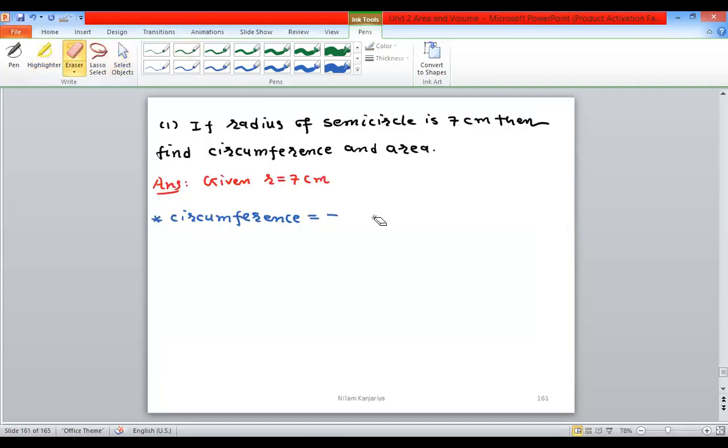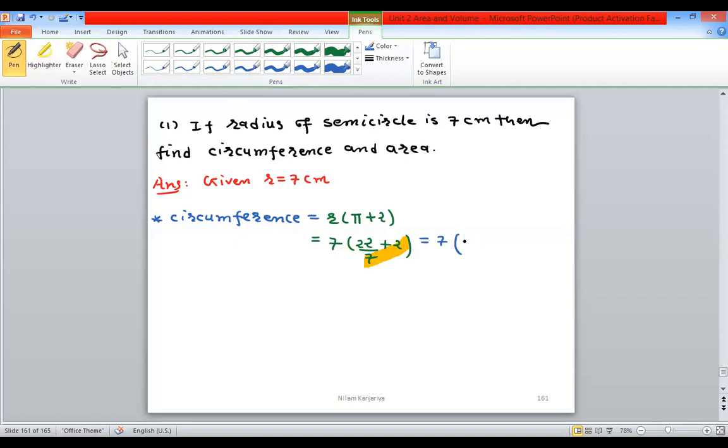So the formula becomes, taking r as common, r times (pi plus 2). It's the formula of the circumference of a semicircle. Second, r is 7, pi is 22/7, plus 2. If you take the cross multiplication here, what happens?